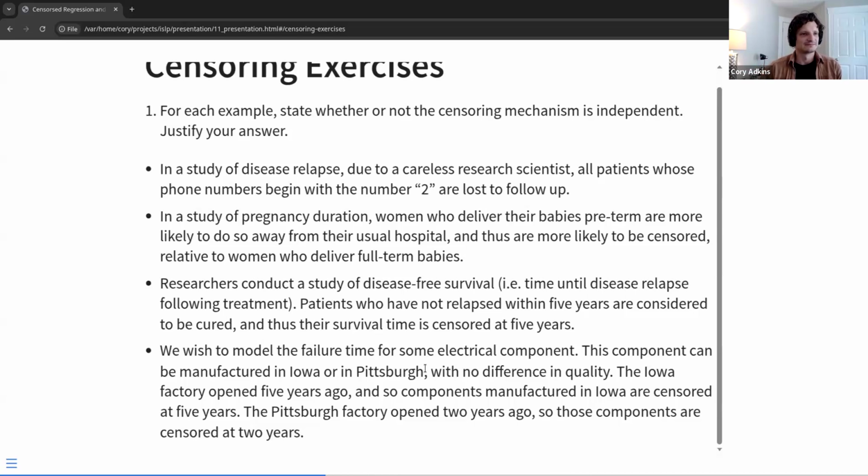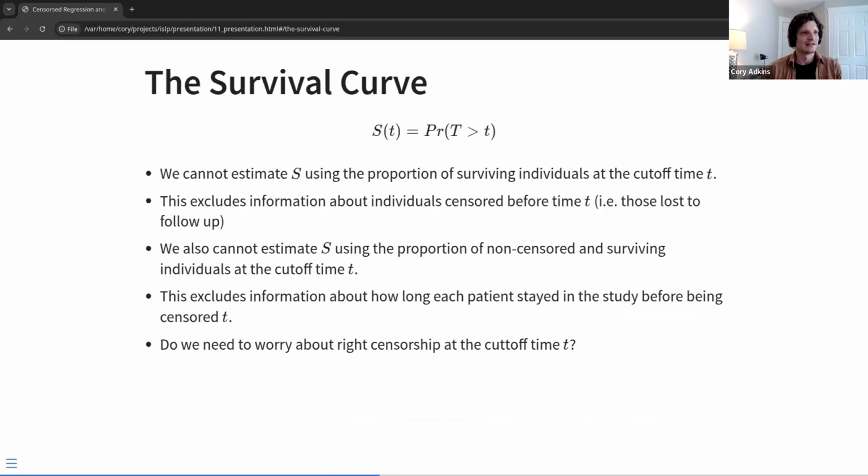Yeah. Okay. So now I'm jumping into this concept of the survival curve. Mathematically easy, but I was a little confused about it conceptually. It's pretty simple to wrap your mind around. It's just the probability of surviving until time t, lowercase t. So the probability that your survival time, uppercase T, is greater than the cutoff point, lowercase t.